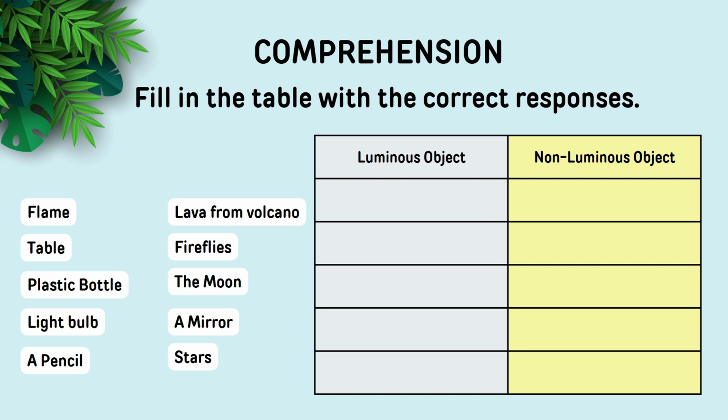Fill in the table with the correct responses. Here we have flame, table, plastic bottle, light bulb, a pencil, lava from volcano, fireflies, the moon, a mirror, and stars. And we have to categorize these words or situations into luminous or non-luminous objects.